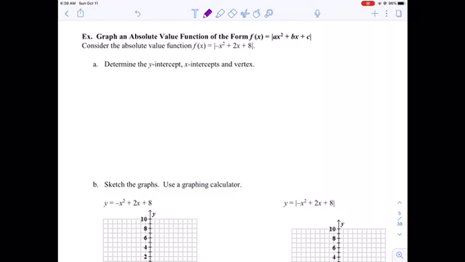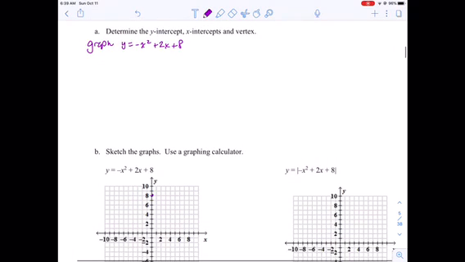So the first thing I want to do is, it says find the y-intercept, the x-intercepts, and the vertex. So I can see right away that when x is 0, y is equal to 8. So we can identify our y-intercept. I'm going to start again by graphing the original function, y equals negative x squared plus 2x plus 8. So when x is 0, y is 8. I know that right away.